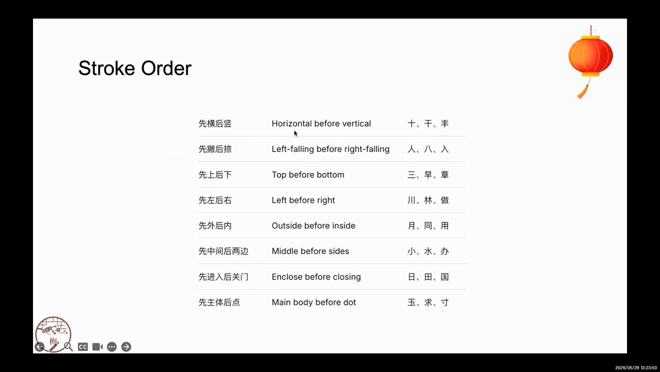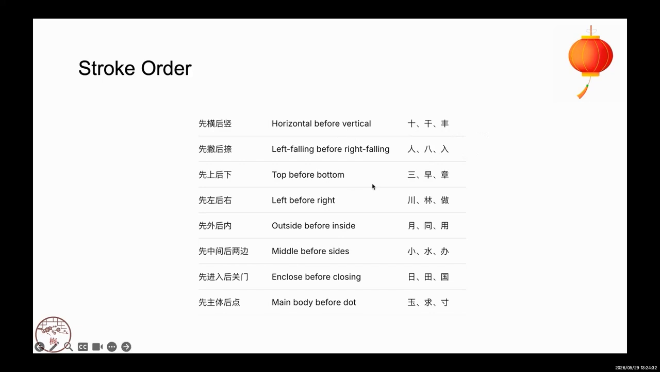the first rule, horizontal before vertical. So for very simple characters, made up of either horizontal lines or vertical lines, we always start with the horizontal lines, then the vertical lines. The next rule is left falling before right falling. For example, the character 人 八 rule. It has left falling and it has right falling, but we always start with the left falling.